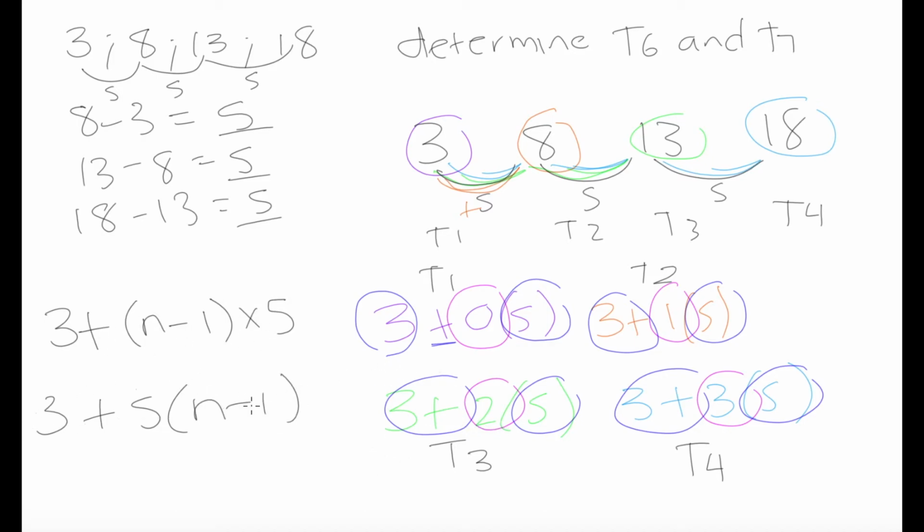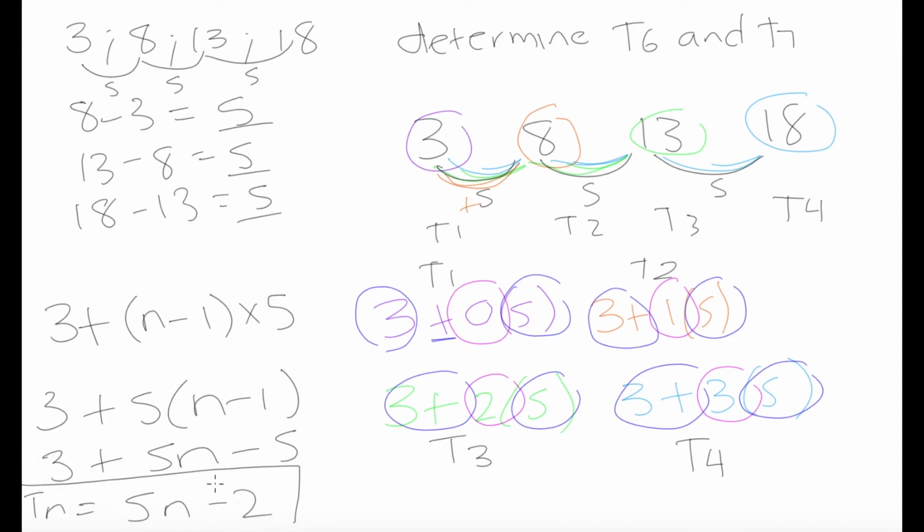And when we have something like this, we can actually simplify it even further, and we can expand that out. 3 plus 5n minus 5. So we have our 5n, and 3 minus 5 is equal to minus 2. So our general formula is that Tn is equal to 5n minus 2. So now we have our general formula for this sequence.